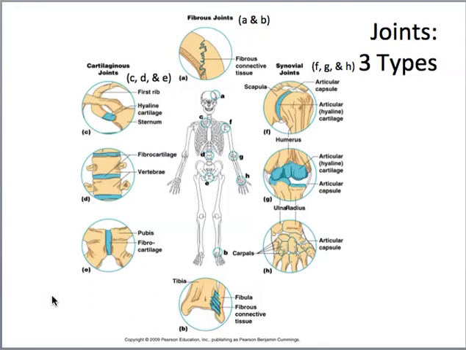They're surrounded by a joint capsule filled with synovial fluid that eases movement, and they're generally stabilized by ligaments, which can be either inside the capsule, in which case they're called intercapsular ligaments, or they can be outside the capsule, in which case they're called extracapsular ligaments.